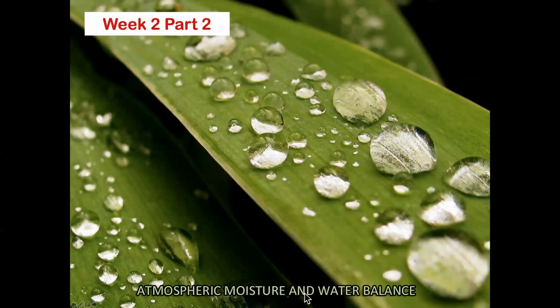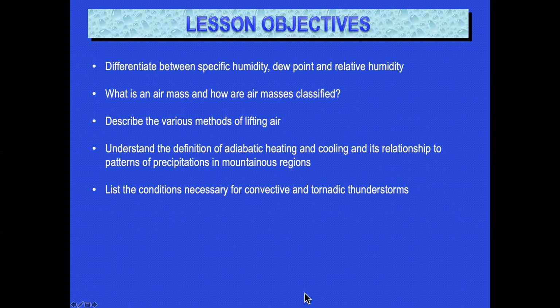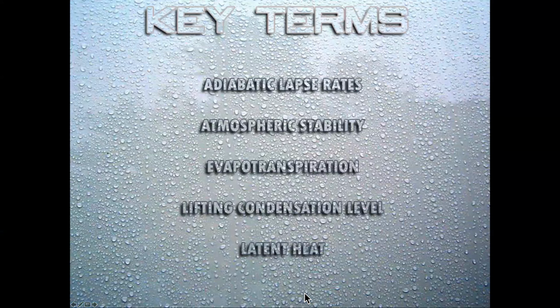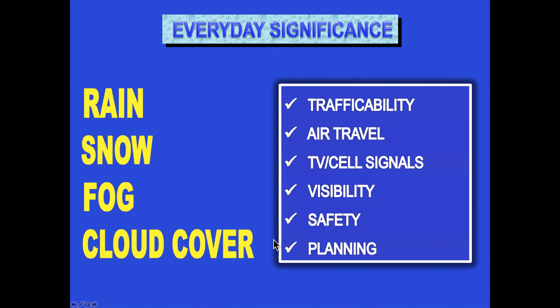All right, moisture and water balance. These are the objectives for the lesson. Some of the key terms. We went over this last week. So, what's the significance of moisture? Well, there it is. Your cell phone may not work as well, and there are effects on visibility, travel, safety, and planning, air travel, of course, being the big one, right?